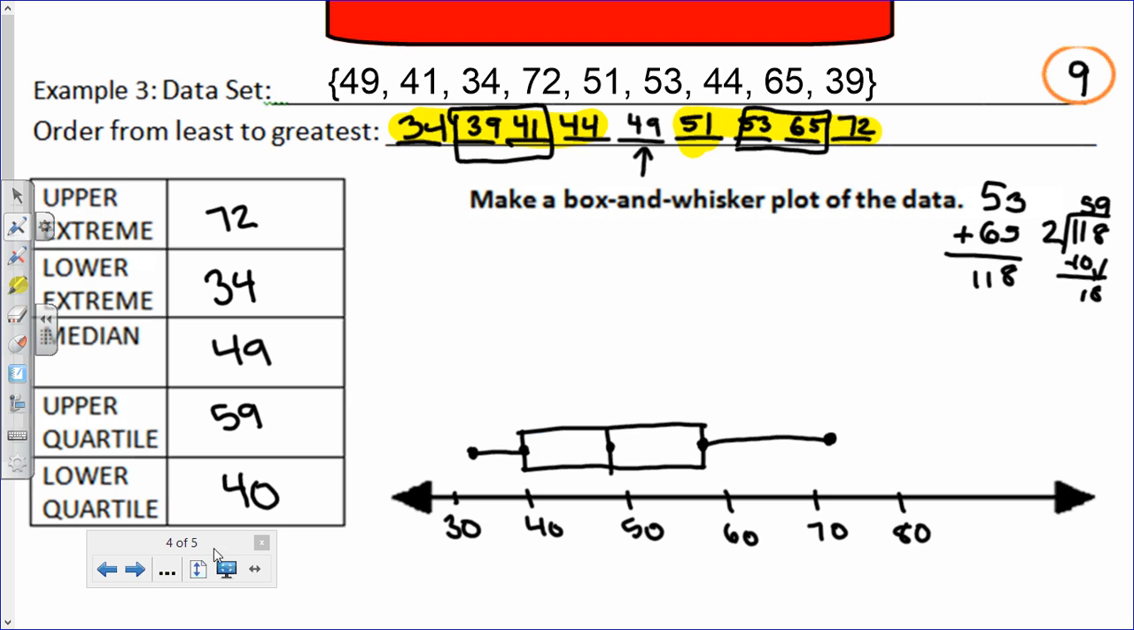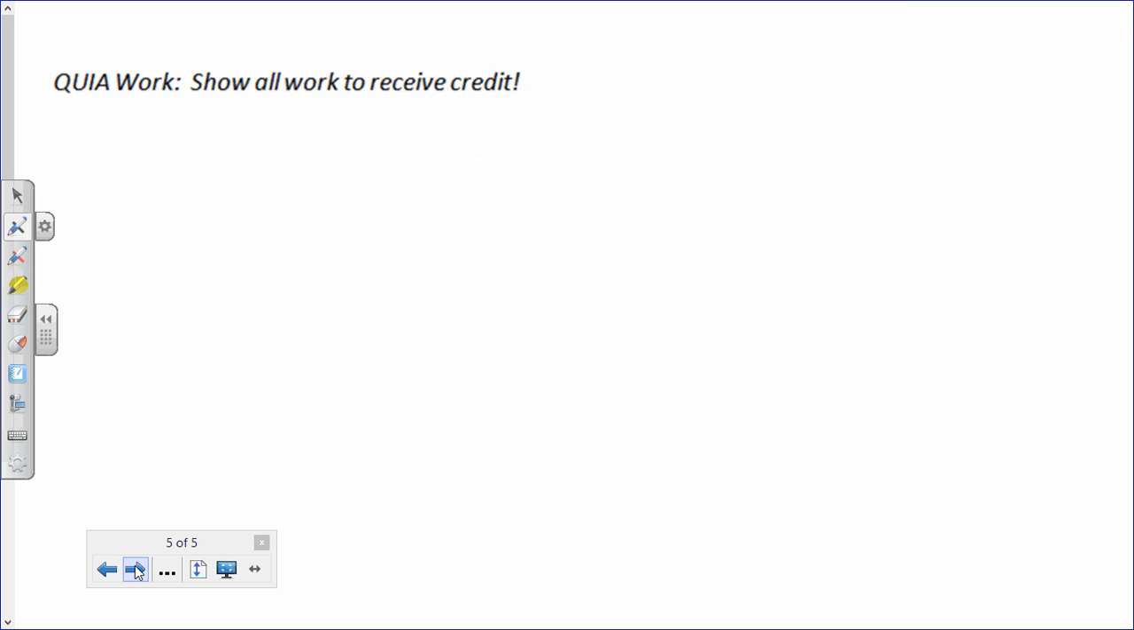Excellent. Those are the 3 examples. Right now, if you're feeling good about these skills, you can move on to the key work, or you can rewind and rewatch any part of this video. Good luck.